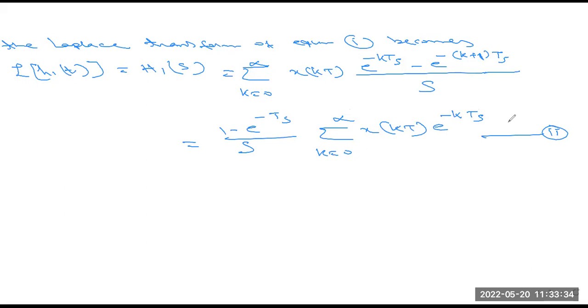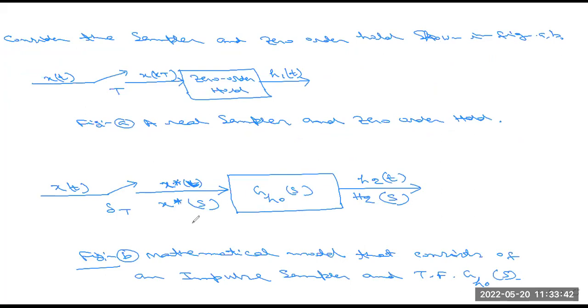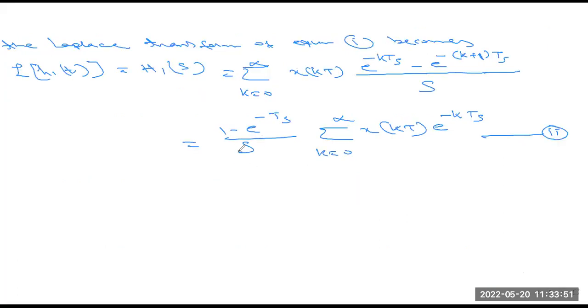Next, we have to consider this mathematical model for the previous diagram. This is the mathematical model of the transfer function G h0 of s. This is basically the mathematical function of figure B, and the output of this model.